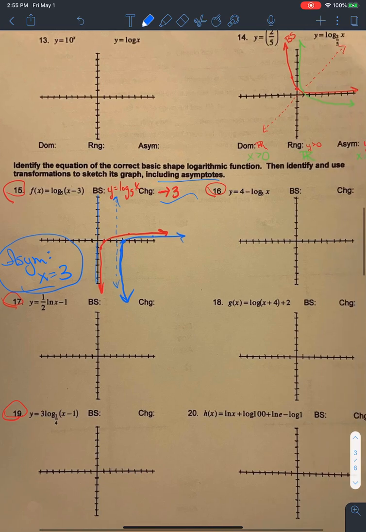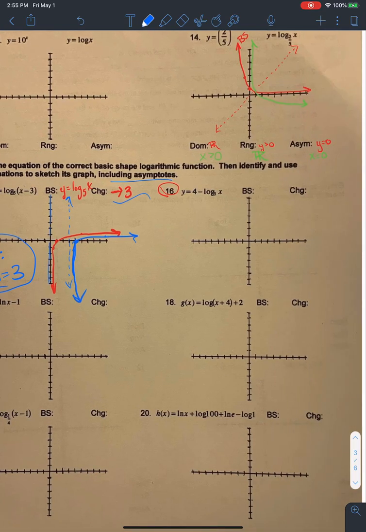Okay, let's look at another one. Let's look at number 16. For this guy, my basic shape is going to be y equals log base 3 of x. It looks to me like there are two changes. We have a vertical stretch of -1 because of this negative sign. And then we have a d value that says we're going to be moving up 4. Our basic shape, same as it ever was.